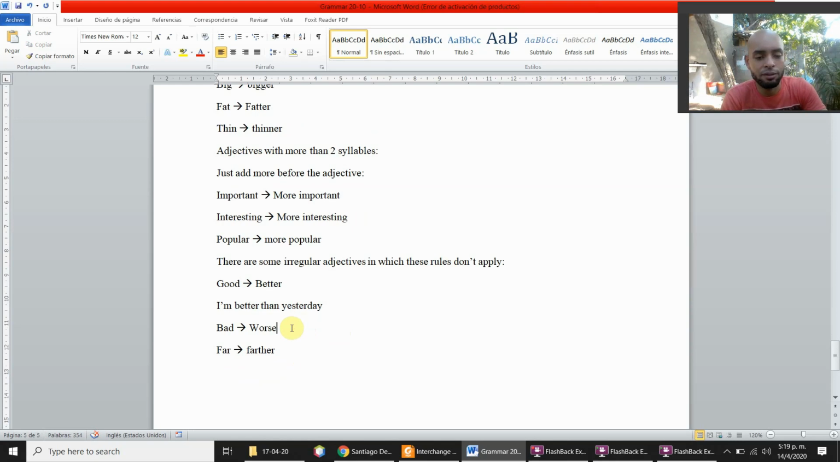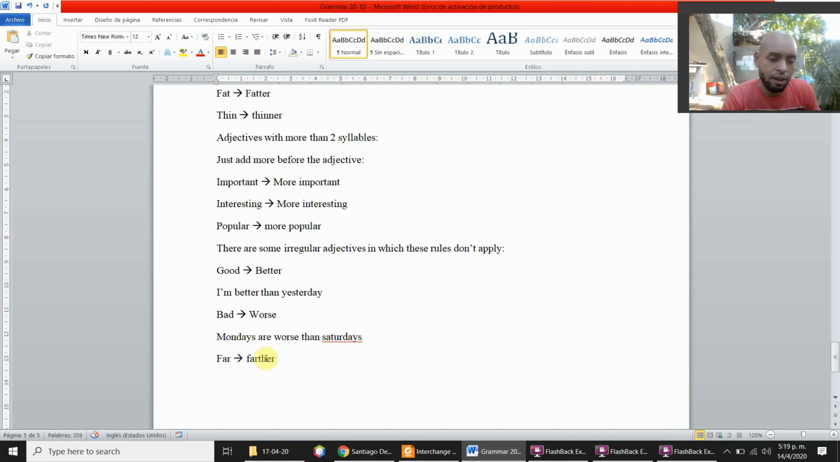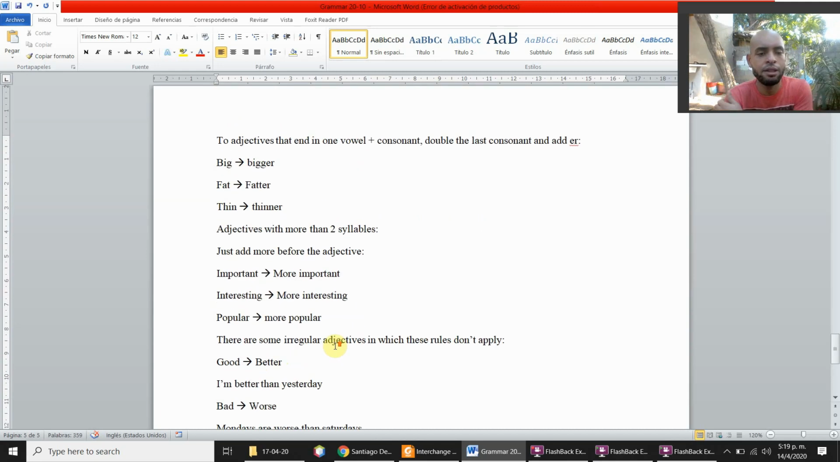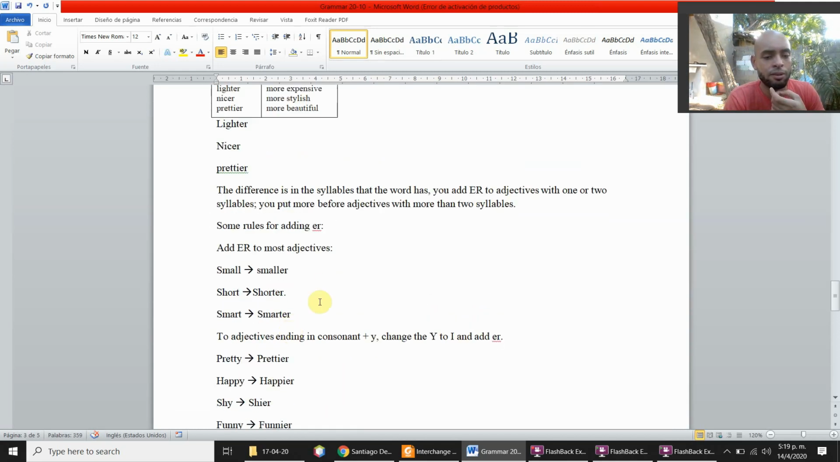Bad, worse. Mondays are worse than Saturdays, for example. Far, farther. Again, you modify by changing its form. This is the case only for these adjectives. So let's take a look at some other examples.